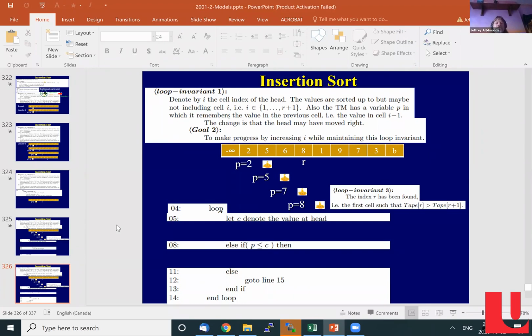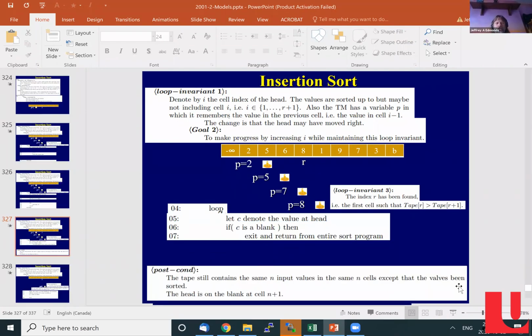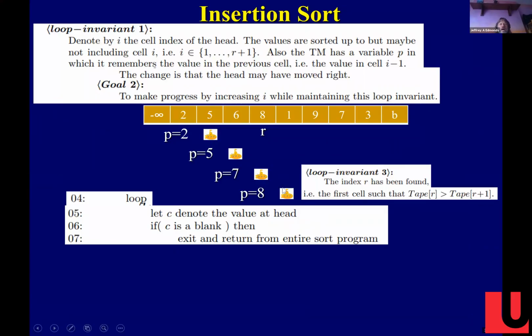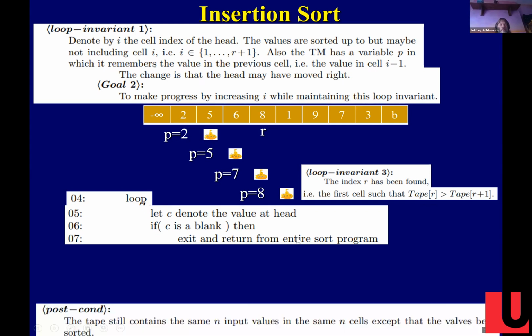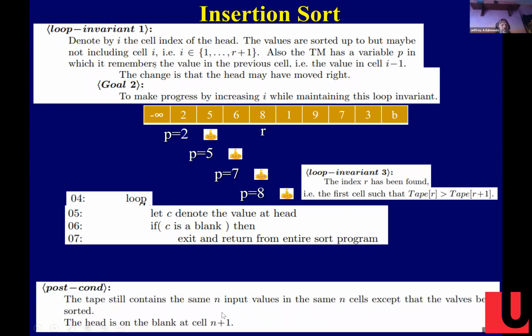All right. So let's go to the next line. What's the next line is, if it's a blank, exit from the entire program. And why do we do that? Well, because the post condition is that they're all sorted, and we see that they're all sorted. Right? Everybody good?